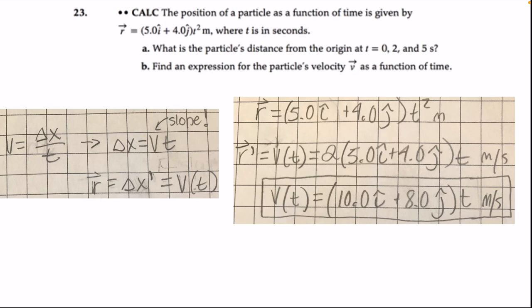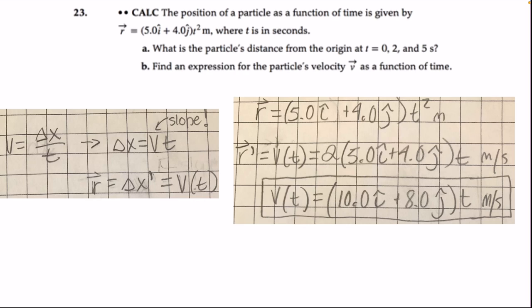So part B is asking us to find an expression for the particle's velocity as a function of time. So we know from our 1D kinematics units that velocity is the slope on the position graph. So what we know we can use in order to solve for slope is differentiation. So that's what I'm going to do here: differentiate that original position function or position equation we were given.